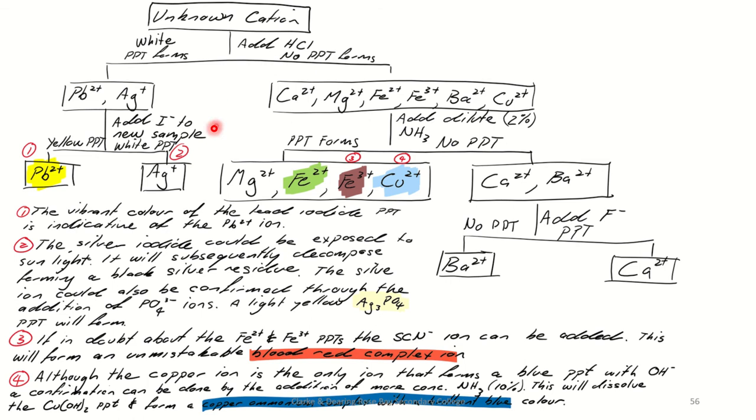Alright, so here's a nice little chart. Imagine we have an unknown cation and we add hydrochloric acid to it. If we do get a white precipitate, that could be lead or silver. If we get a yellow precipitate by adding iodide, we know we have lead. If we get another white precipitate, then we know it is silver. You can do the exact same thing with the other cations, by adding dilute ammonia and also adding fluoride into the solution.